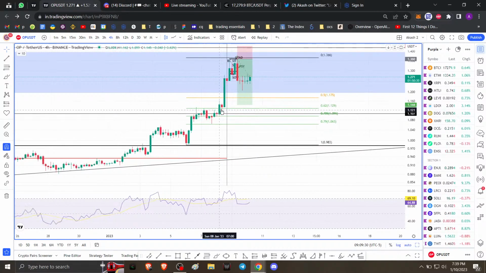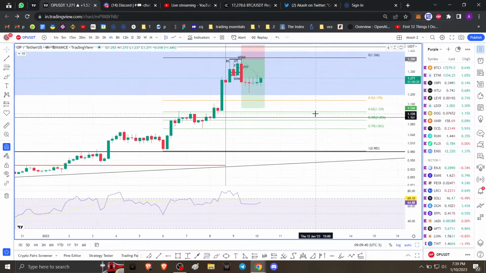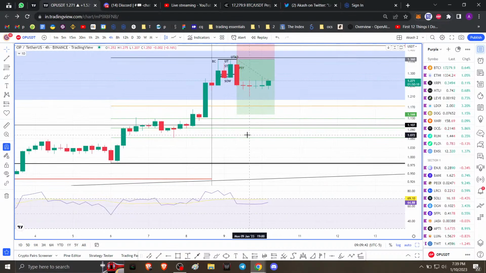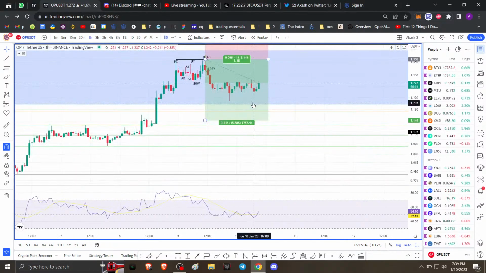But I'm looking to book profits at this particular order block here, the highest point of which is 1.148, right? I'm booking at 1.144, so that's where I'm going to book profit, right? Yeah, so that's what's happening with Optimism.